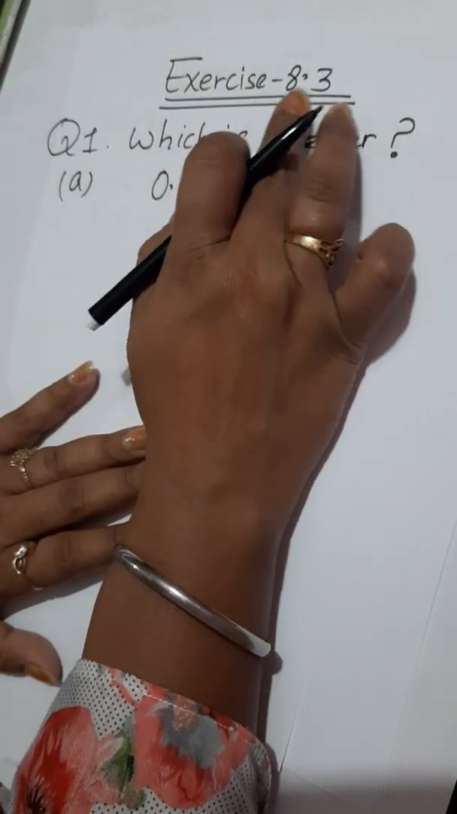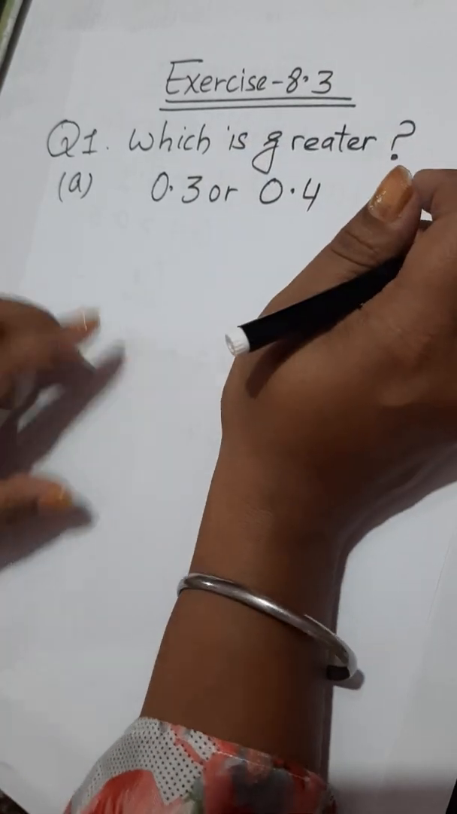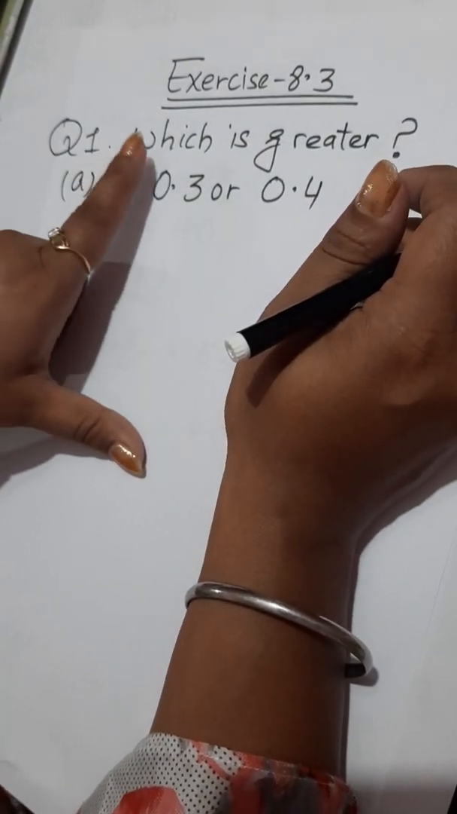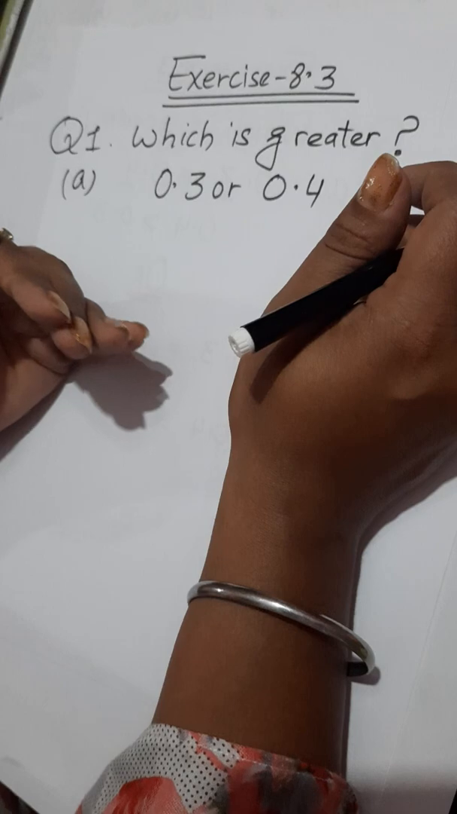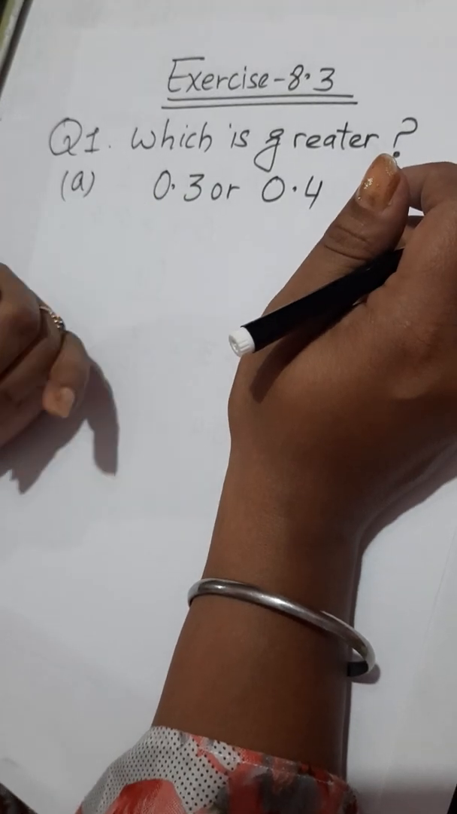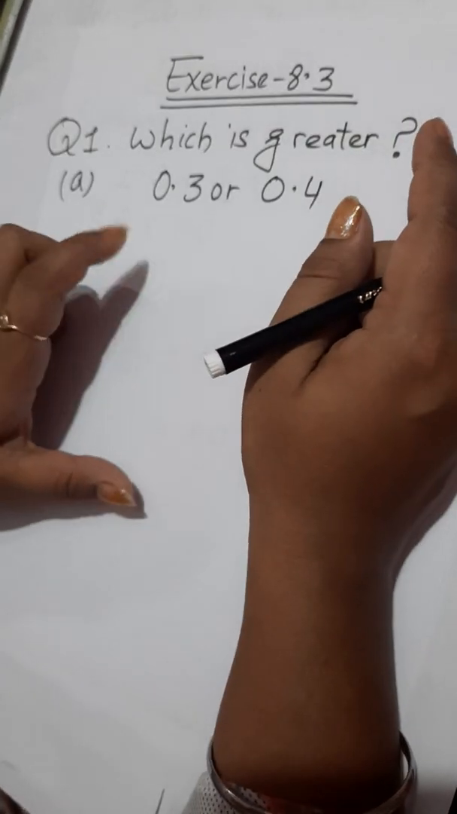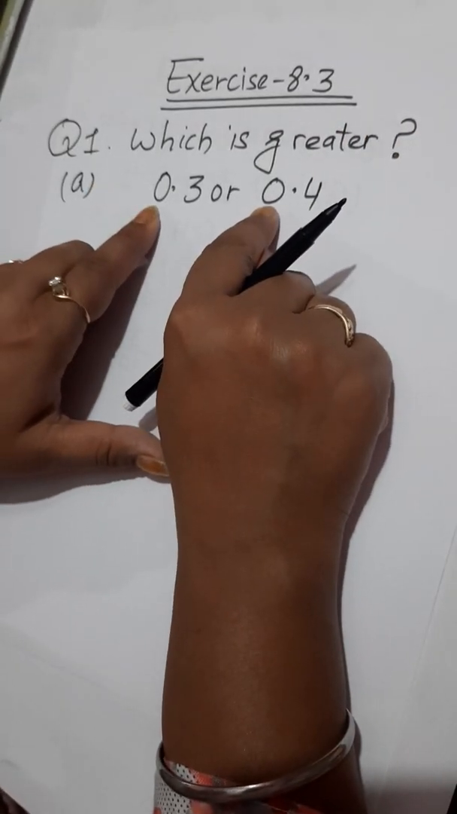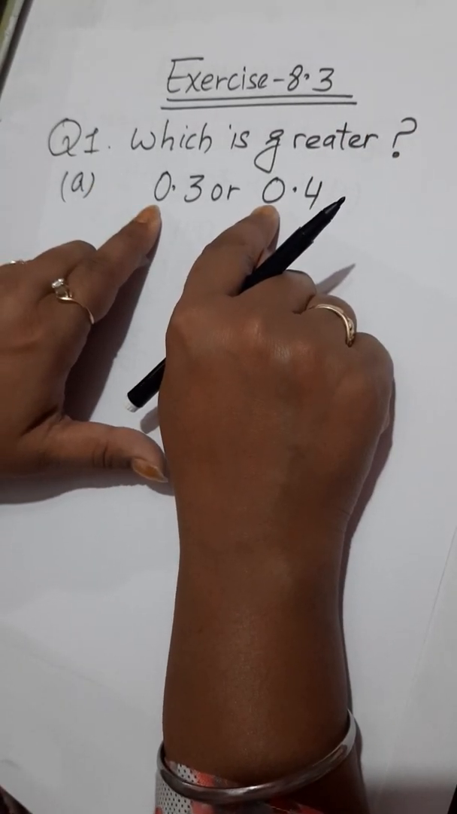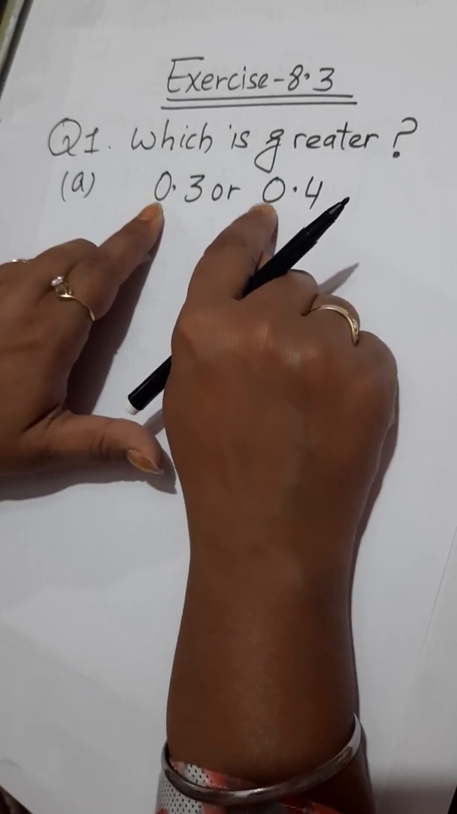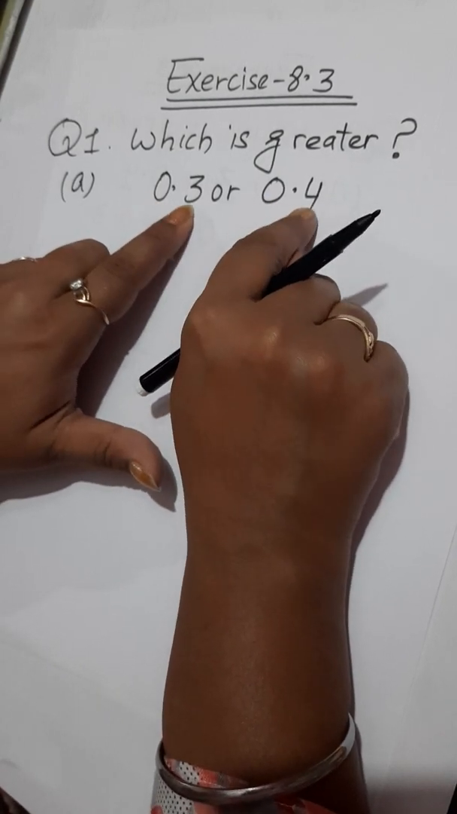Dear students, in this video we will start exercise 8.3. In this question, we have to find which is greater. Now whenever you have to compare decimals to check which of the two given fractions is greater or smaller, we compare the whole part of the two numbers. If the whole parts are the same, then we will compare the 10th place.